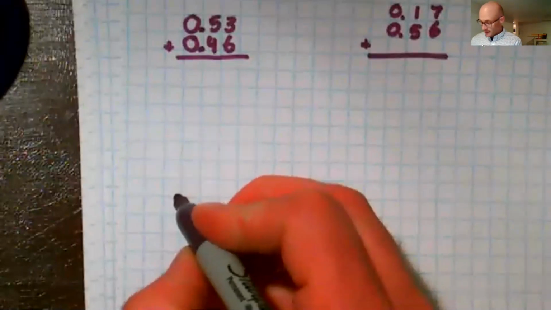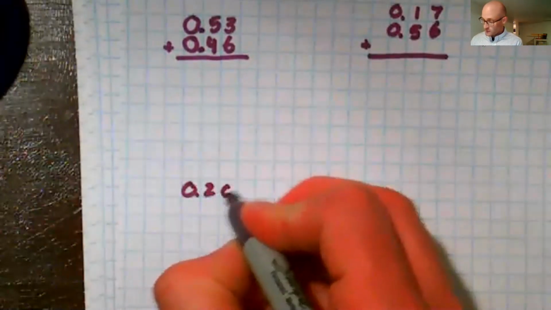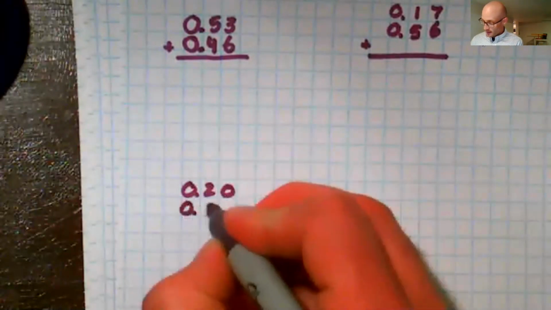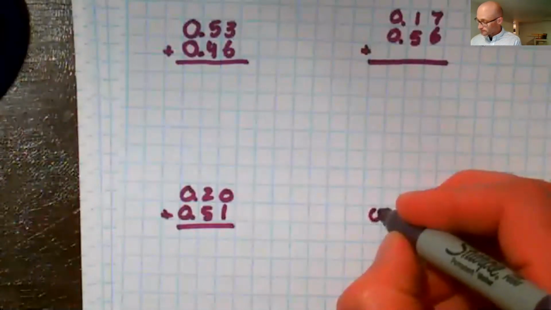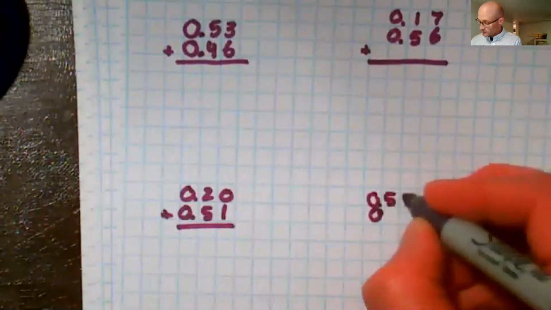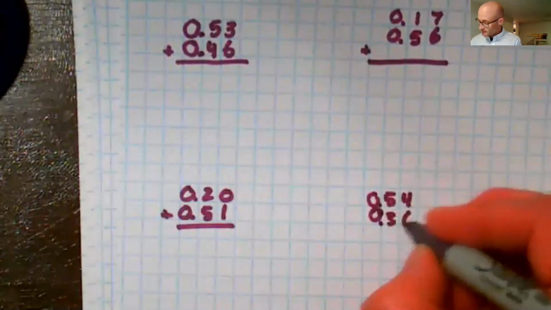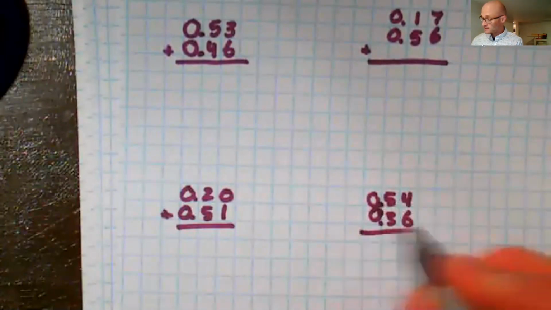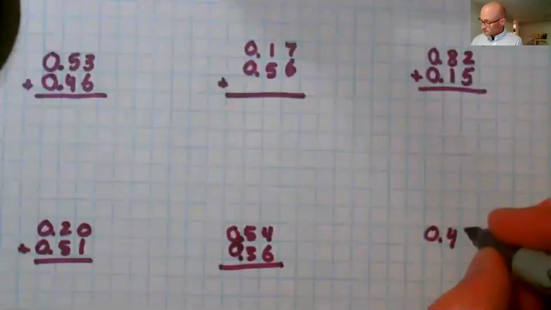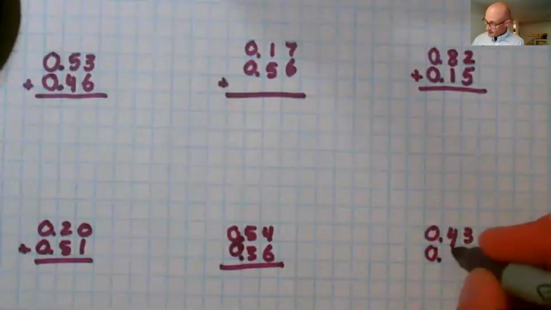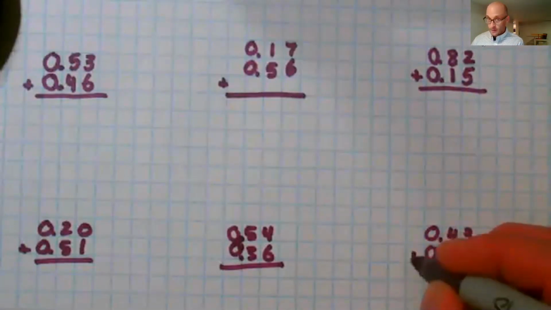6 more. Let's see. Let's try 20 cents, 0.20, and 51 cents. We'll add up those 2 values here in a second. And then 54 cents and 36 cents. And 43 cents and 38 cents. Okay, so now I have a total of 6, and we're going to do 3 more for a total of 9 addition problems that we're going to complete for our practice.